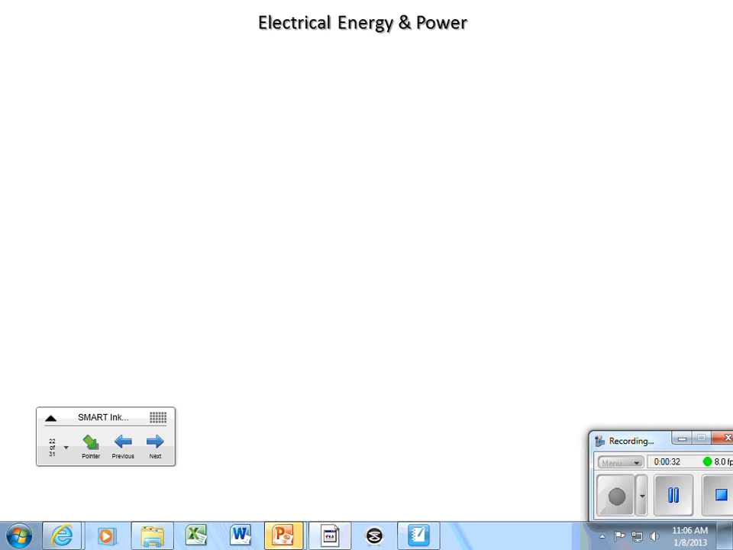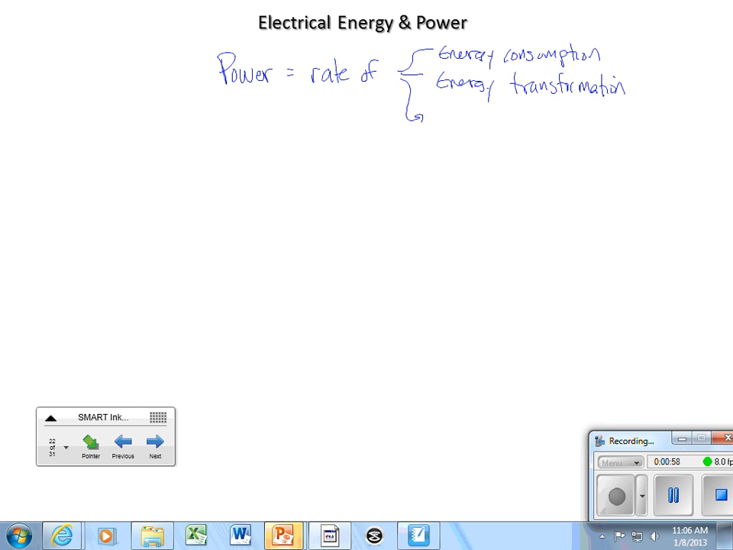Well, by definition, power is the rate of, well, one way to say it is energy consumption. Another way you could say it is energy transformation. Another way to say it is rate of work. Rate of work, I don't like that, but rate at which work is done. Okay, now rate always means, for us, per unit time.